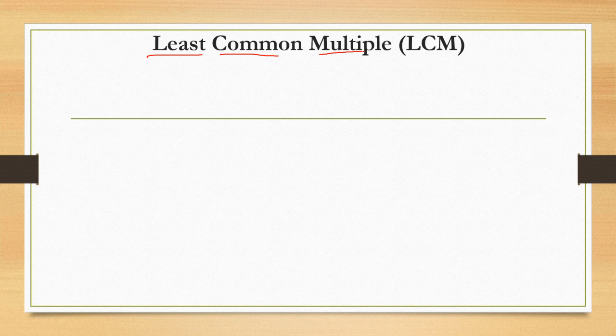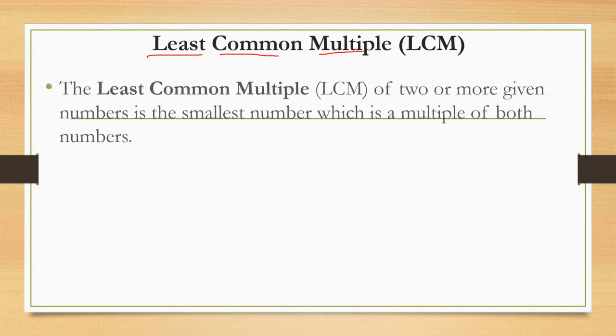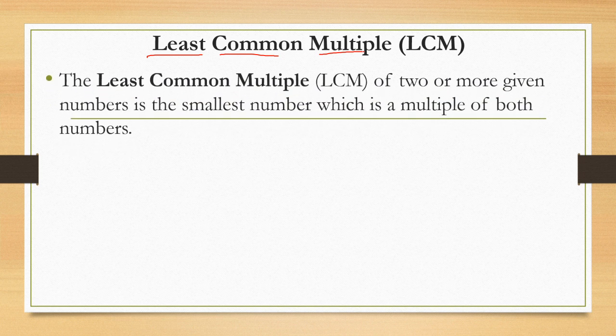Now what is the definition of LCM? Least common multiple of two or more given numbers is the smallest number. Remember, least common. LCM of two or more given numbers is the smallest number which is a multiple of both numbers. Okay. Now first we will find the LCM of two numbers according to its name.